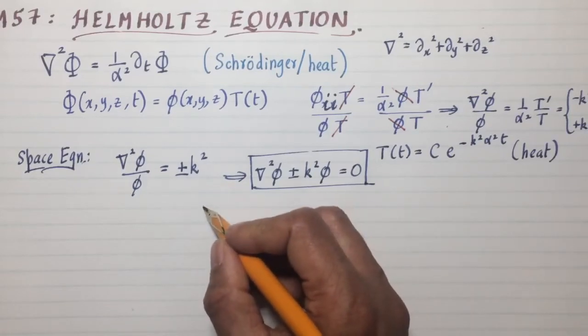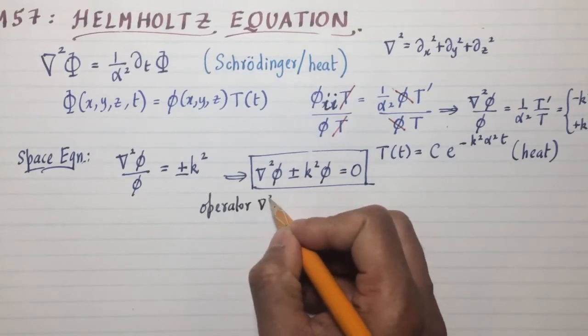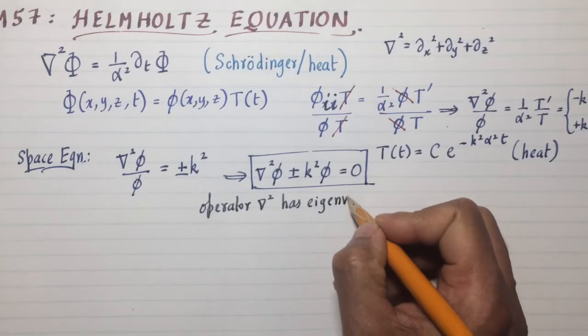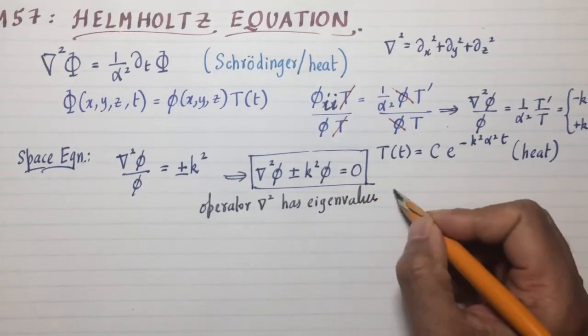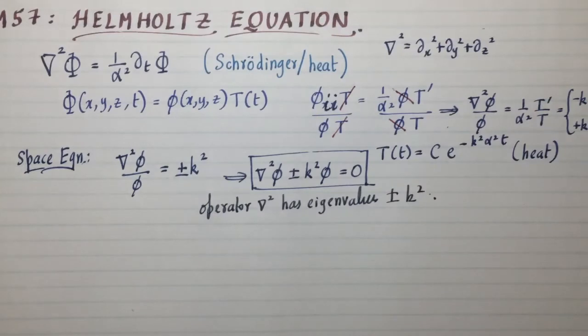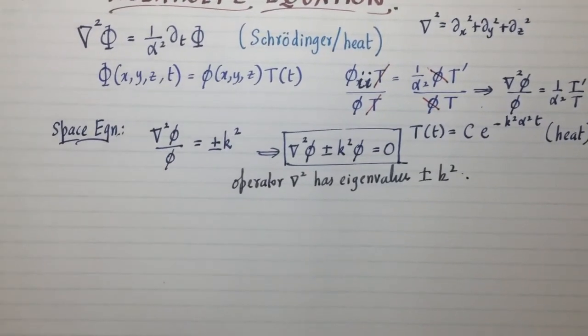So the operator del squared has eigenvalues plus or minus k squared. And based on the specific situation, you can get eigenvalues.